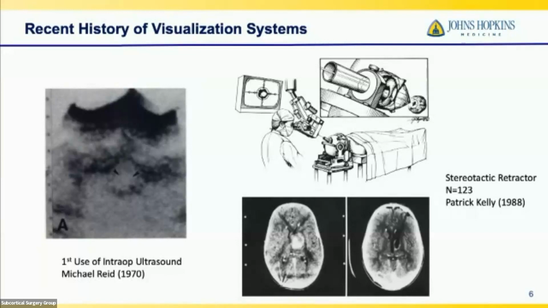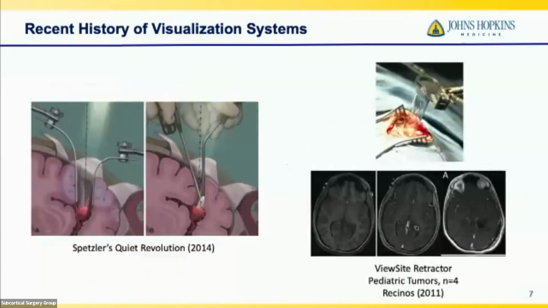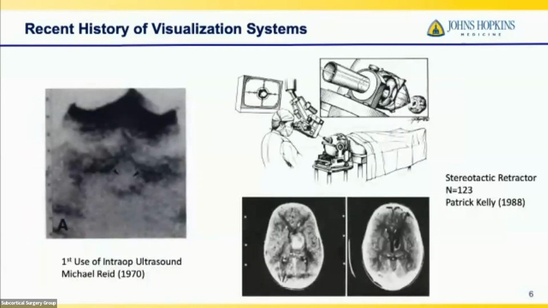So he reported a series of 123 patients where he used this system that had a stereotactic guide to it and a metallic retractor that would go in. And he really did some amazing cases. This was a near total resection of a thalamic glioma using his retractor system.